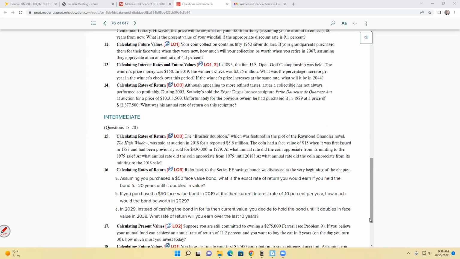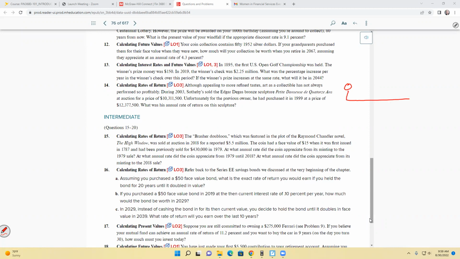All right, let's look at the next one. When we talk about art and collectibles, art's not always performed as profitably. During 2006, Sotheby's sold the Edward Degas bronze statue, I think it's a little 14-year-old dancer, at auction for $10,311,500. The previous owner bought it in '99 for $12,377,500. So they're looking at what was the annual rate of return on the statue.